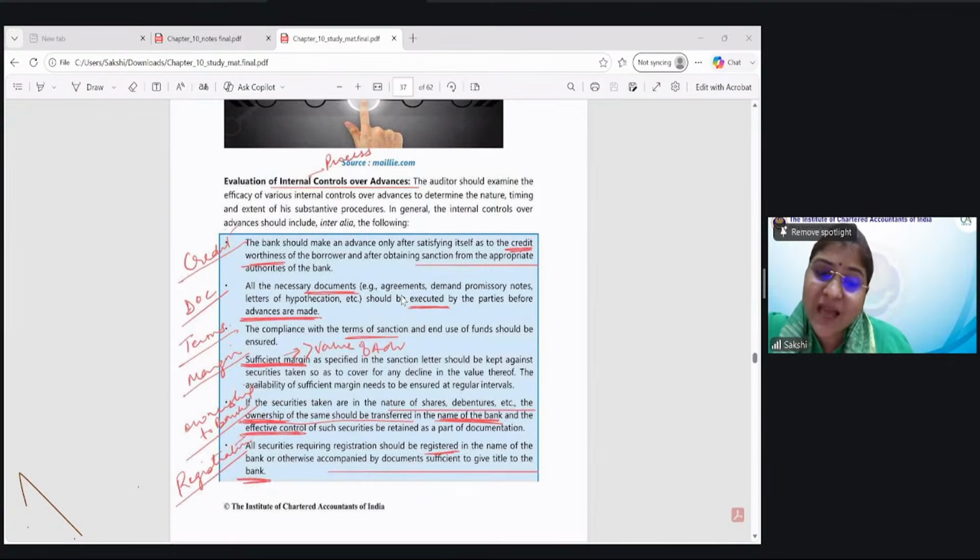Then the compliance with the terms of sanction. On which terms is the sanction being made? Okay, what are the terms? That is, what is the installment amount? What is the principal? What is the interest? On what dates are they repayable?